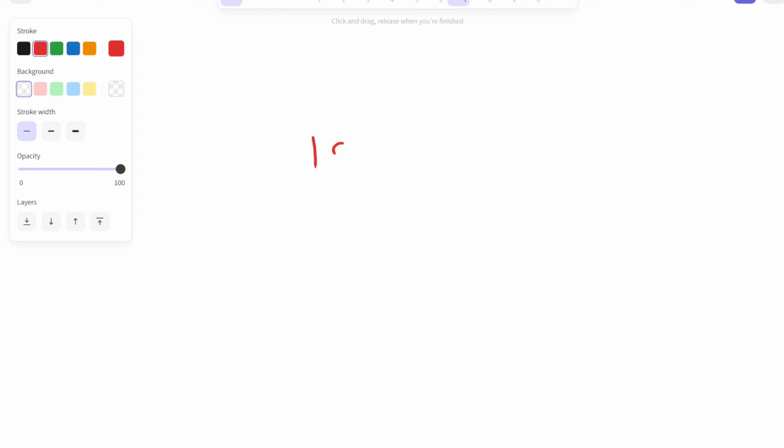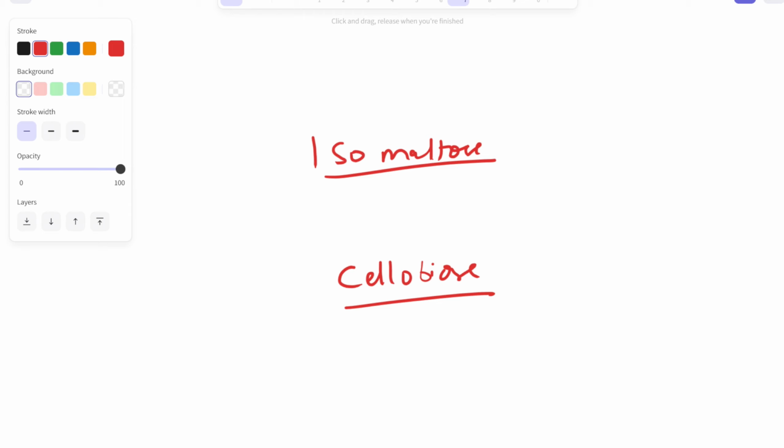Next is isomaltose. So glucose alpha 1,6 glucose. It is also a reducing sugar formed at the branch points of starch and glycogen. Next is cellobiose. This is glucose beta 1,4 glucose, formed from cellulose breakdown, but we lack the enzyme to digest it. This beta linkage is why we can't digest cellulose.